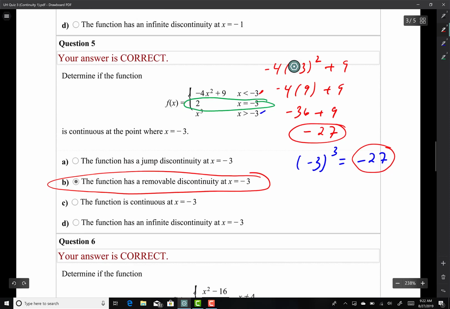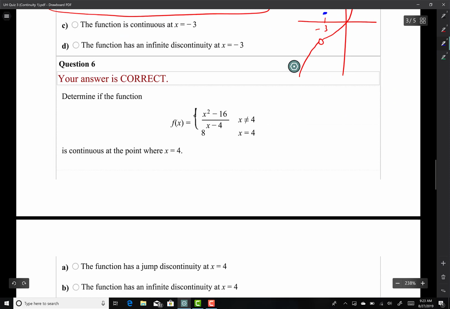If you want to know more or less how that looks, here's a rough sketch. It doesn't look exactly like this, but here's a rough sketch. It looks something like hole and then something like that. At negative 3, you have a point 2, like that. All right.